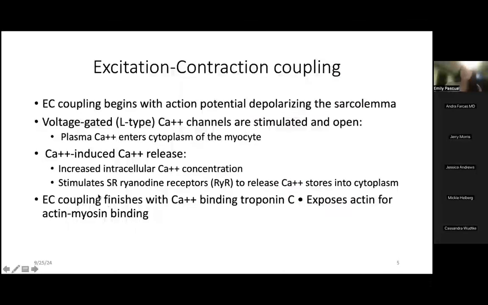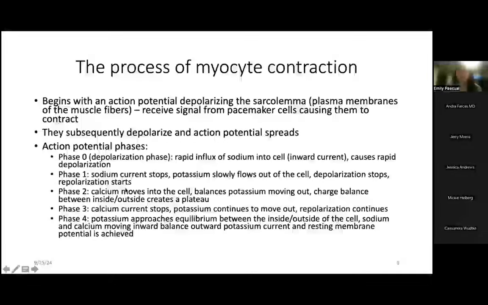So this all begins with an action potential depolarizing these cells. The calcium channels are stimulated and open. It releases intracellular calcium, stimulates these ryanodine receptors to release calcium into the cytoplasm. This finishes with calcium binding to troponin. This exposes actin for actin myosin binding. Again, this is the not as fun stuff.